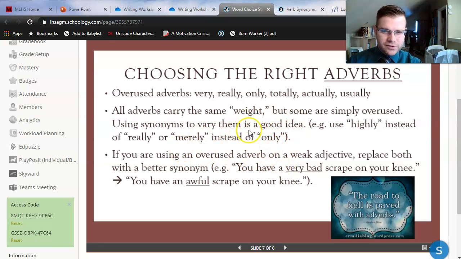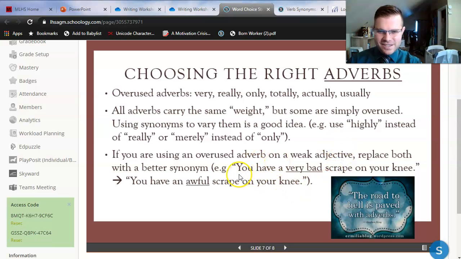Or only is another common one. The word merely is a great replacement for only. You can play around with different synonyms for adverbs especially. If you are using an overused adverb on a weak adjective, a good idea is to replace both with a better synonym. So here's where our writing gets really weak, right?